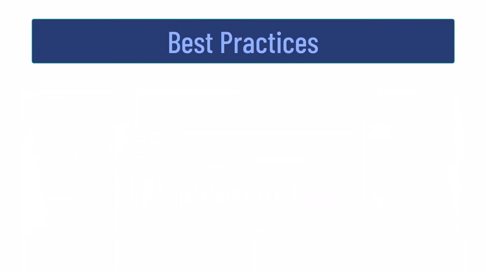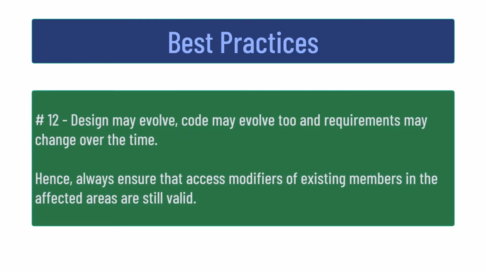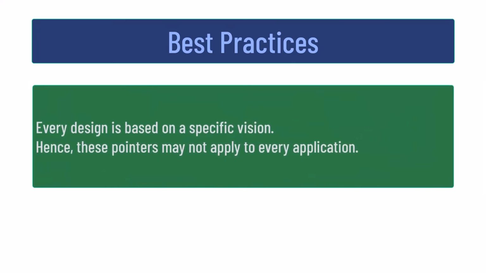Now the final point to note is that code evolves over time. Also, sometimes the requirements change over time. Hence, whenever you are making any changes to any existing classes, always make sure that the access modifiers of existing members are still making sense. And those are my thoughts about access modifiers. Of course, these are my opinions. If any of these recommendations or suggestions do not fit your application or your design, then you always have the option to deviate from these recommendations.